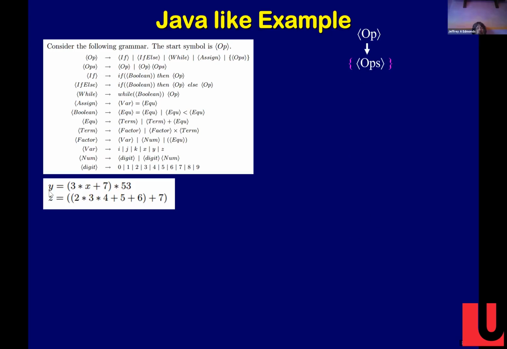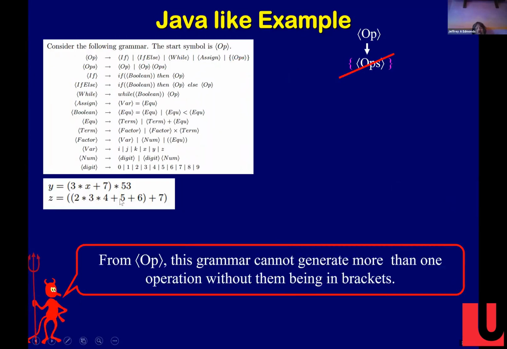So I guess here's another sort of example, and it says op, it can't generate more than one operation without putting brackets around them, right?